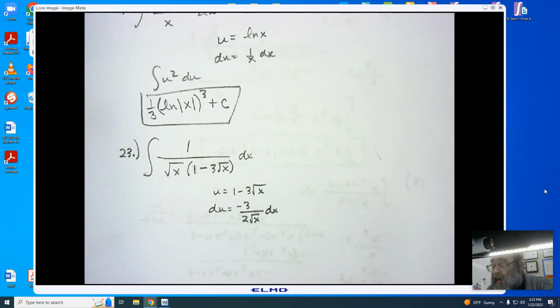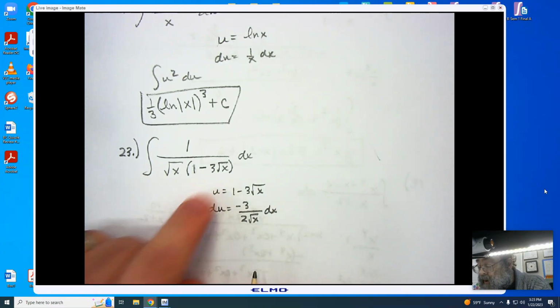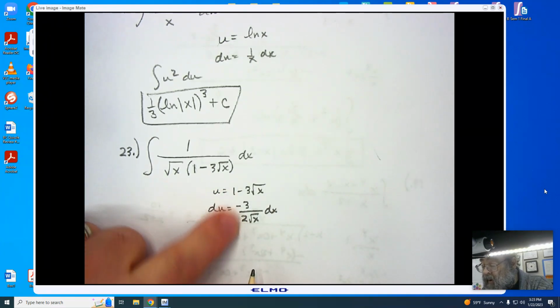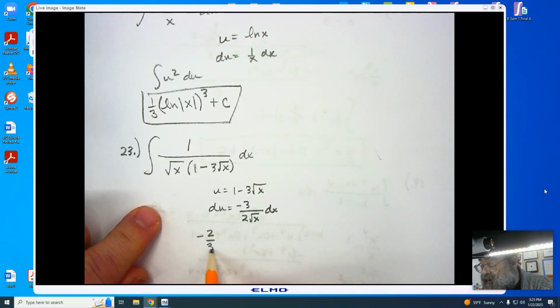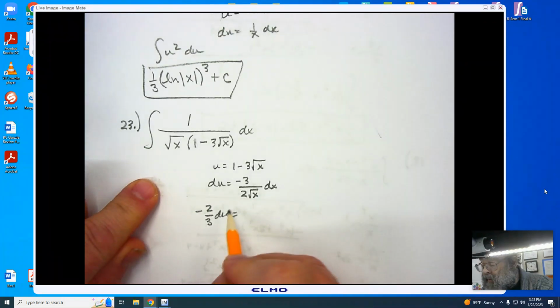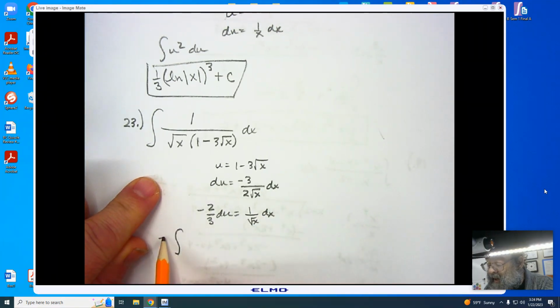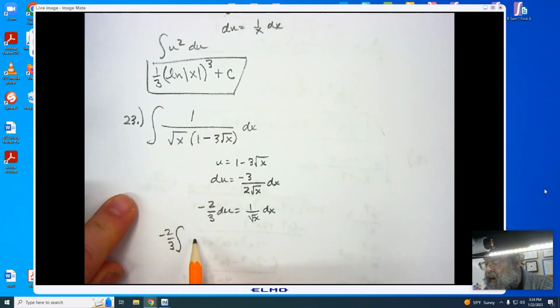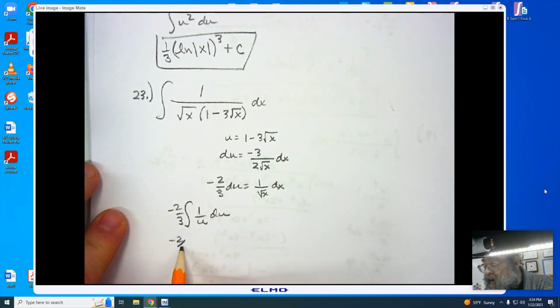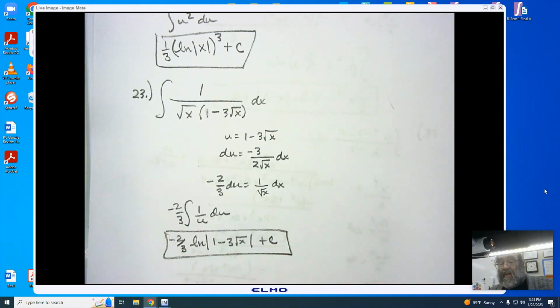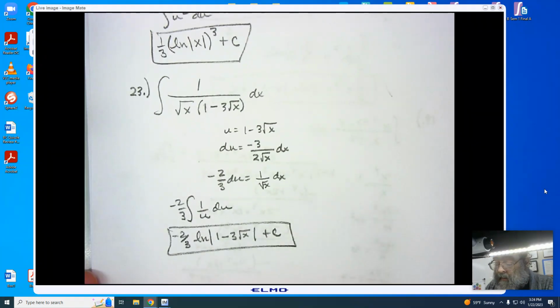Oh my goodness me, look at that. We're pretty darn close, but we do not have that coefficient. So negative 2/3 du is going to now equal the 1 over root x dx, and now I can put it together as negative 2/3, and I have 1 over u du. Negative 2/3 natural log of my u, 1 minus 3 root x, plus c. And oh my goodness me, we've got number 23. This leads us to number 25.